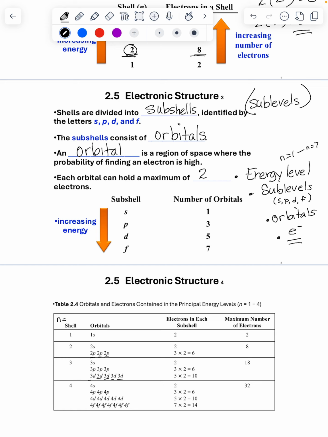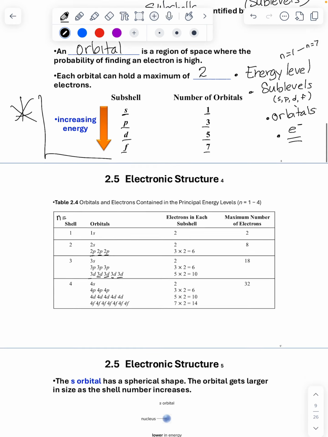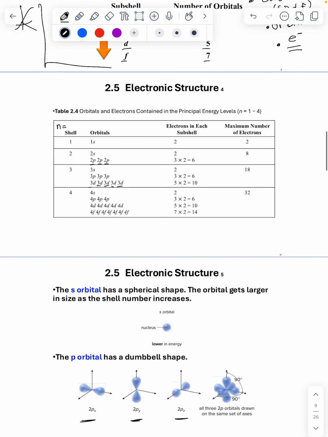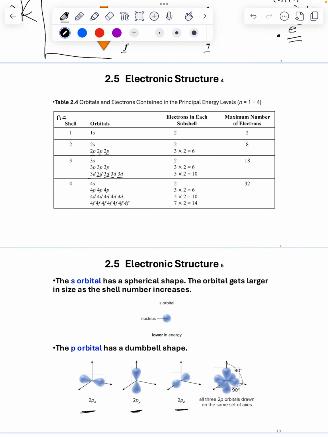So the chart is showing you how many orbitals each sublevel has, and this would be an important chart to remember. The S sublevel only has one orbital. P has 3, D has 5, and F has 7. So this would be one to commit to memory. The next slide is just showing you the different shells or energy levels, as well as the corresponding sublevels and orbitals, along with the maximum number of electrons. So it's basically just putting everything we just talked about in one place.